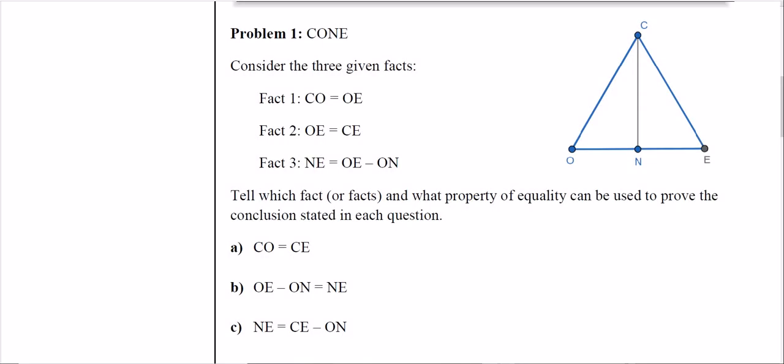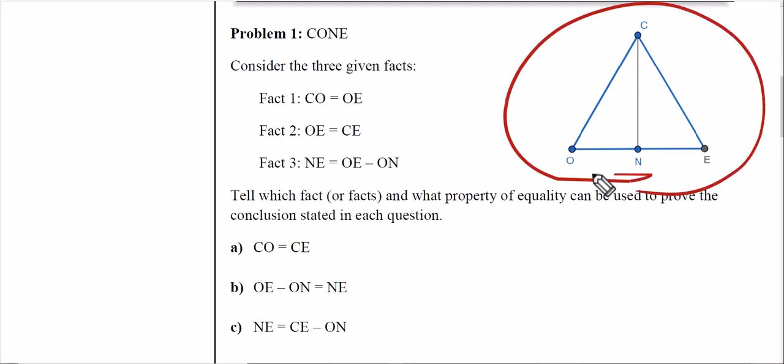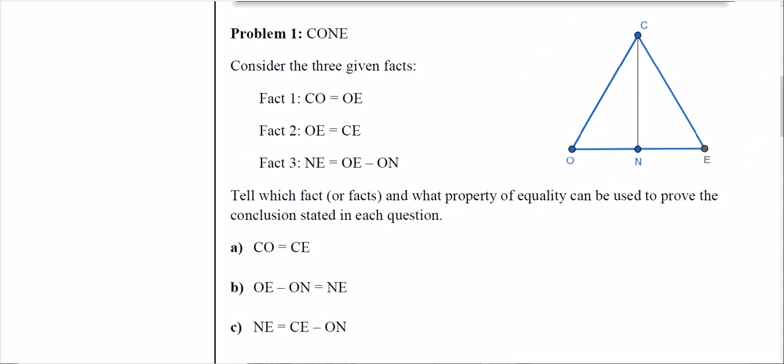So problem 1, the way this usually works out is the problem will give you a drawing and it'll give you some facts. So here are some facts that were given to us, and there's 3 facts in this problem. So something I'm going to strongly recommend to you is study the facts that are given to you in the problem. They're specific to the problem, and see how they relate in the problem with the given diagram.